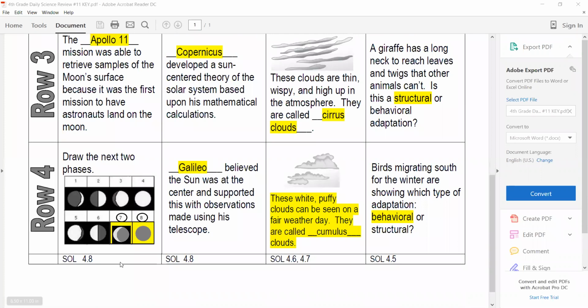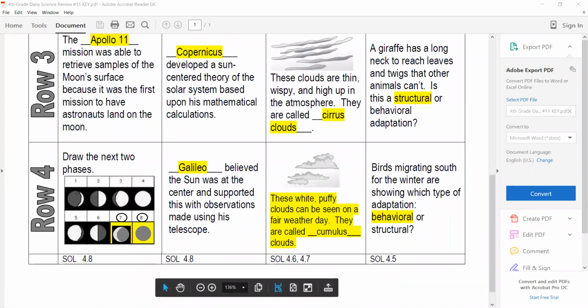You need to draw the next 2 phases. So right here we have number 1 is waxing crescent, 2 is first quarter, 3 is waxing gibbous, 4 is full moon, 5 is waning gibbous, 6 is third quarter. So you should have drawn number 7 as waning crescent, and 8, when we don't see the moon at all, that's new moon.